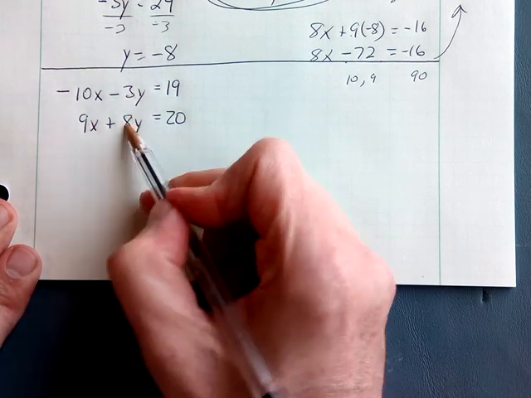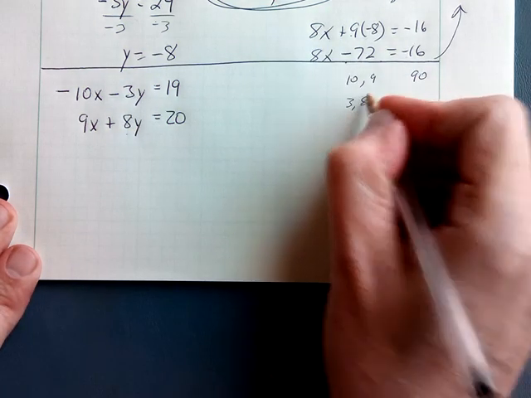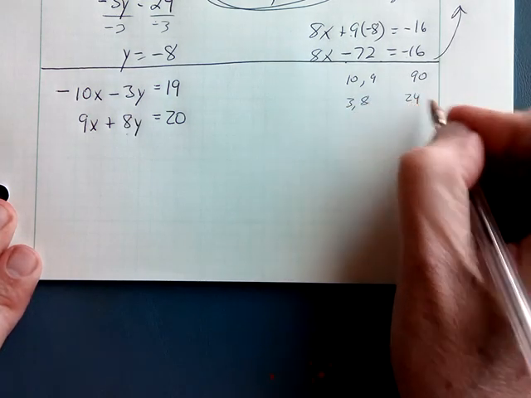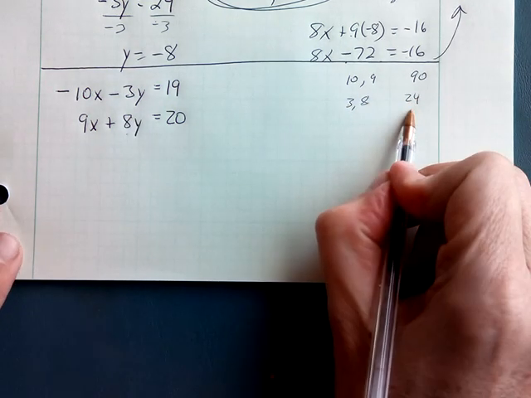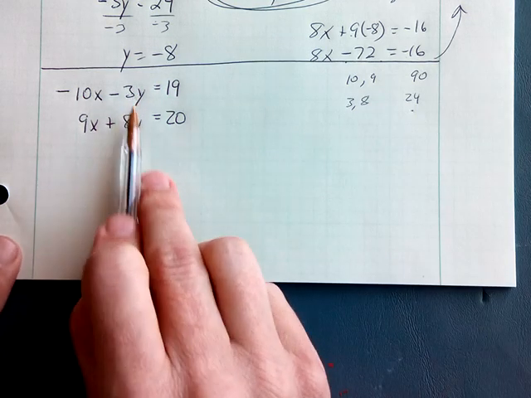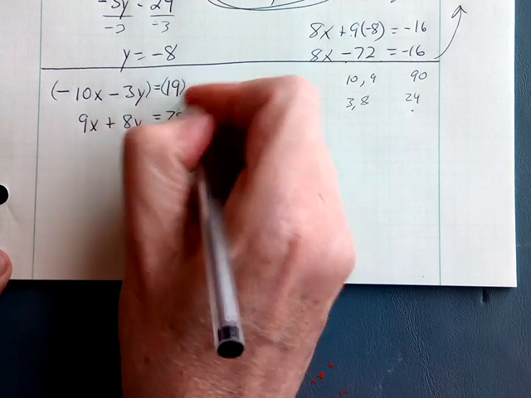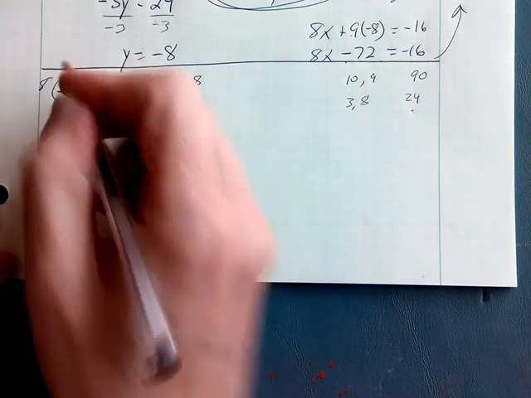Then I look at the 3 and the 8, the numbers in front of the y's. What's the least common multiple between 3 and 8? Well, that's only 24. I'm going to go with the 24. But if you'll notice, I'm going to have to multiply both equations. I'm going to have to take the top equation and multiply by 8 to get this to be a 24.